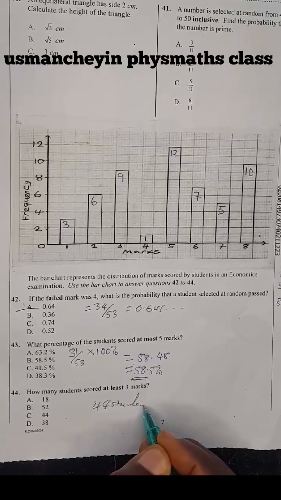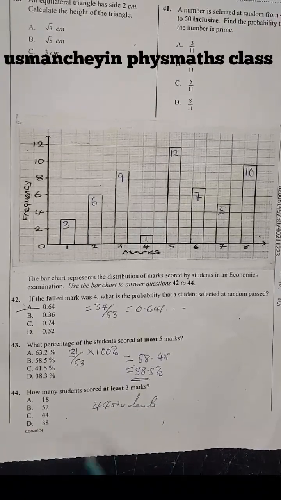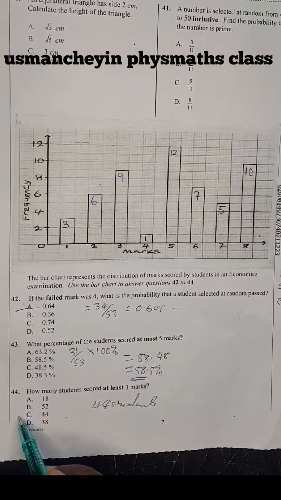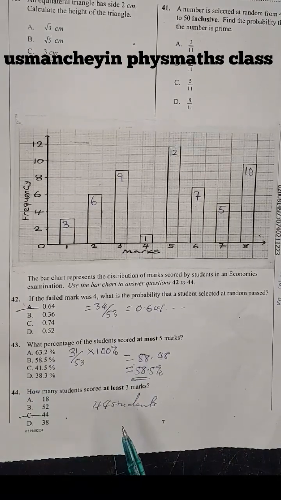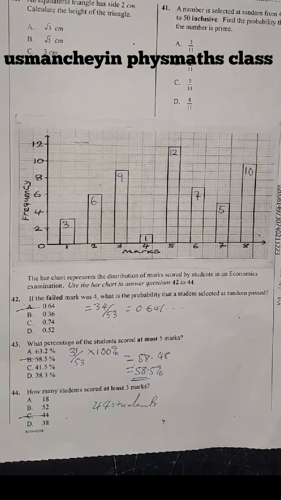44 students. And if you check the options here, you find out that this is the correct option, option C. And in this, the correct option happened to be B.